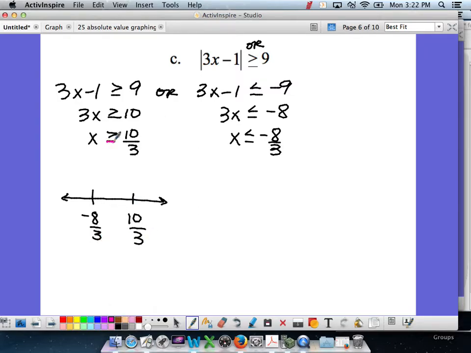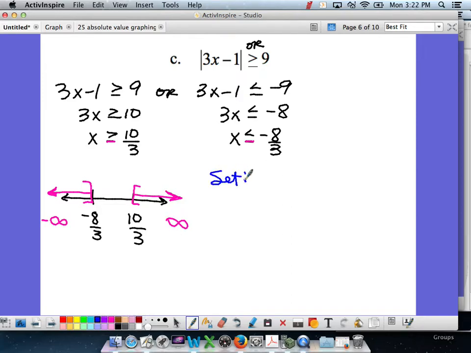I have equal to, that tells me I have a bracket. Greater goes to the right, less than or equal to, again, the bracket goes to the left. Greater to the right, less to the left. So this is my graph with a reminder that negative infinity is down to the left and positive infinity is up toward the right. When I write my answers, I'm going to write them two ways.